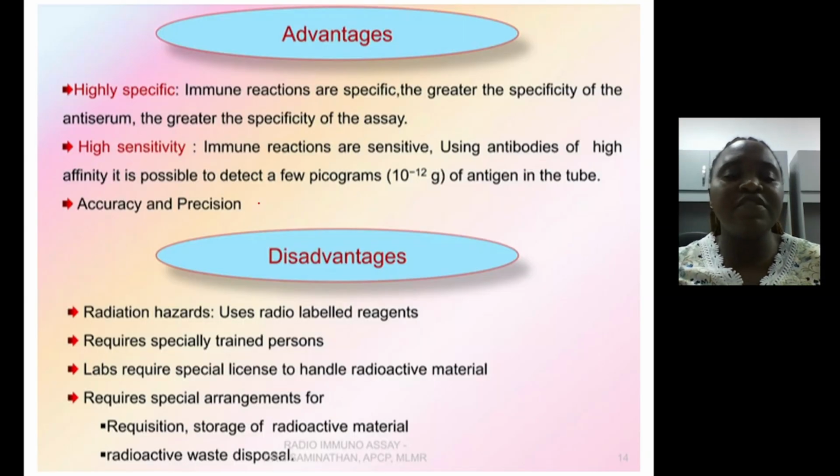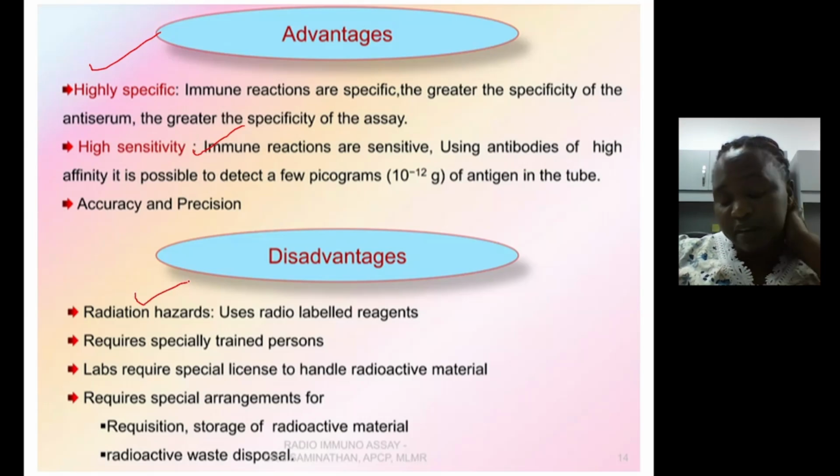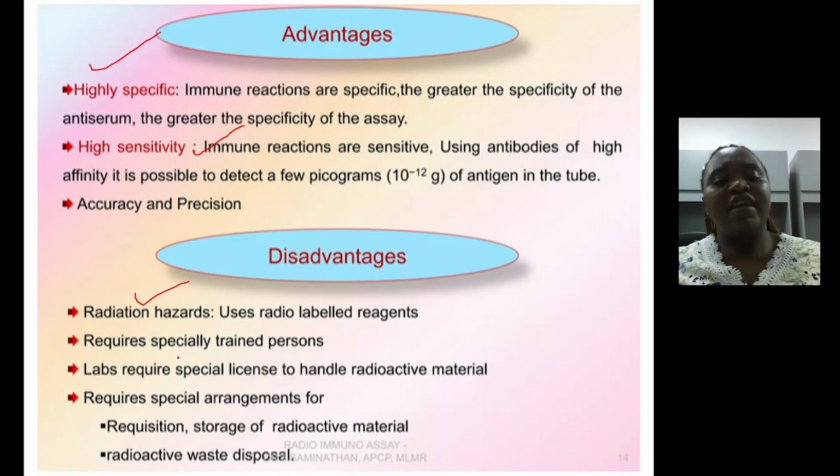The advantages of this test are that it is highly specific because we are using antibodies that are specific for the antigens. It is highly sensitive because using antibodies of high affinity, it is possible to detect even a few picograms of the antigen in the tube. It's highly accurate and precise. The disadvantage is that using radioactive materials is a radiation hazard, and it requires trained personnel. Labs require a special license to handle these radioactive materials, and special arrangements for requisition, storage, and even disposal because of the hazards related to radio labels.